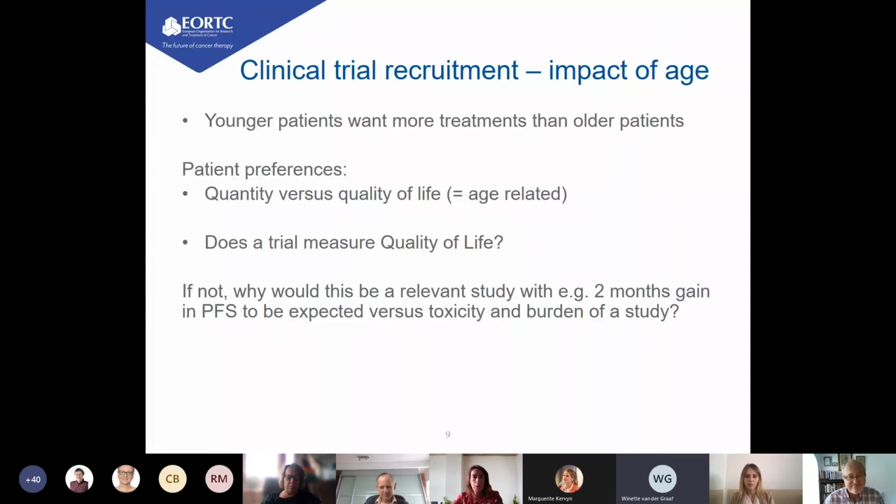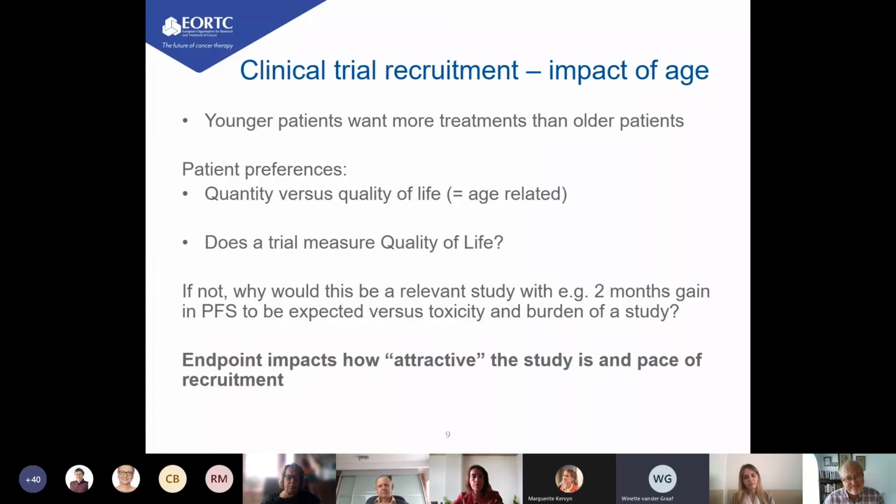Do I have the right patient population, not only with respect to the tumor, but of course also with respect to what kind of patients do I see? So endpoints impact how attractive a study is and also the pace of recruitment.